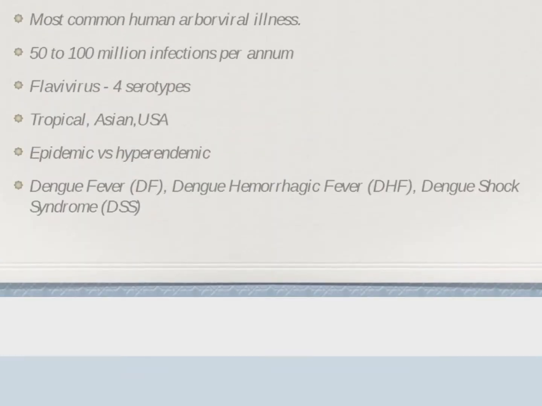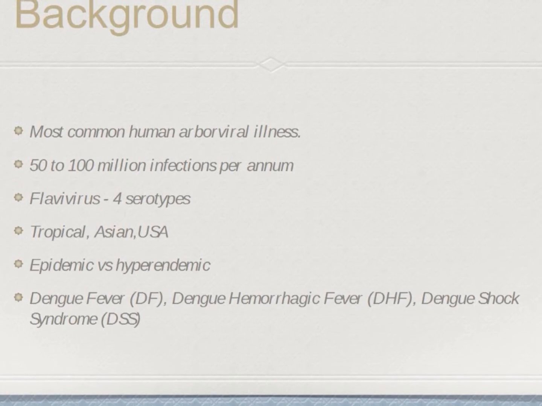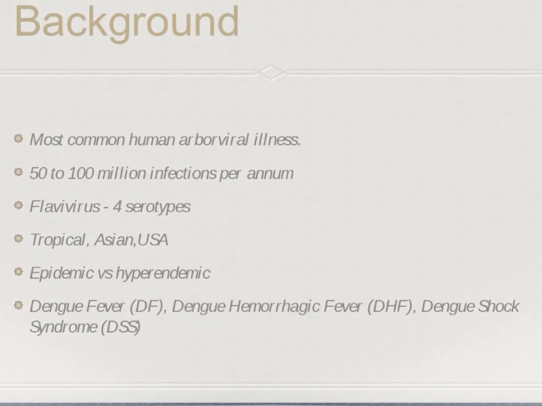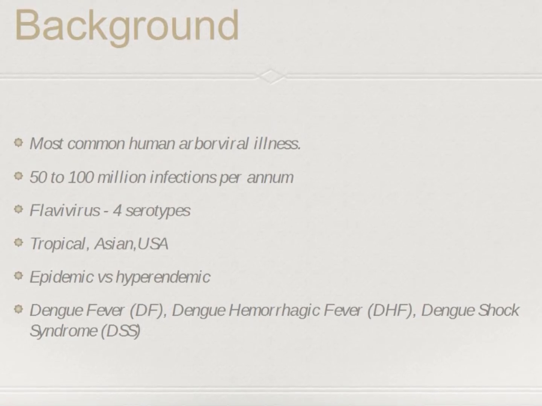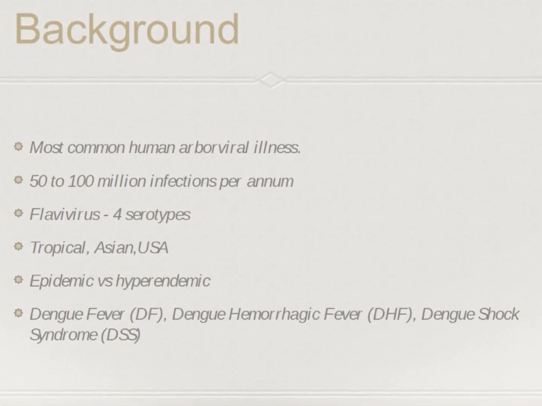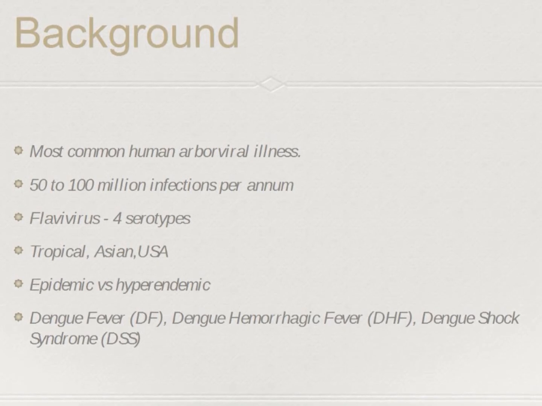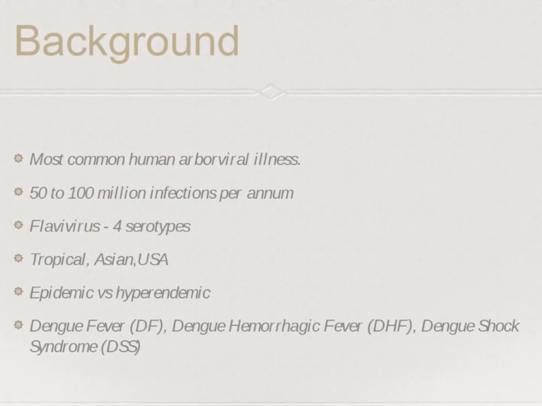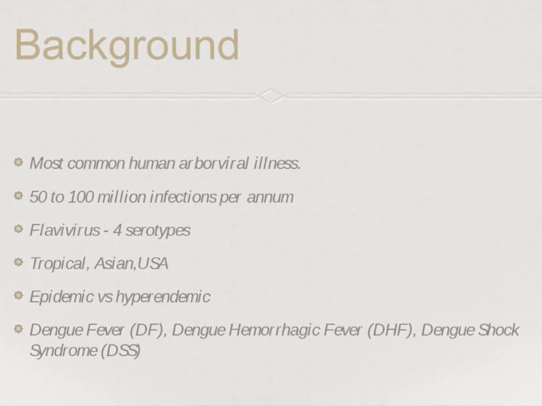So now that we get into the background of dengue, it's a very common arboviral illness, which means it passes from an arthropod vector, in this case mosquito, to humans. There are 50 to 100 million infections per year. There are 4 serotypes. It's an RNA flavivirus. It is found in the tropics, in Asia, and in the USA.